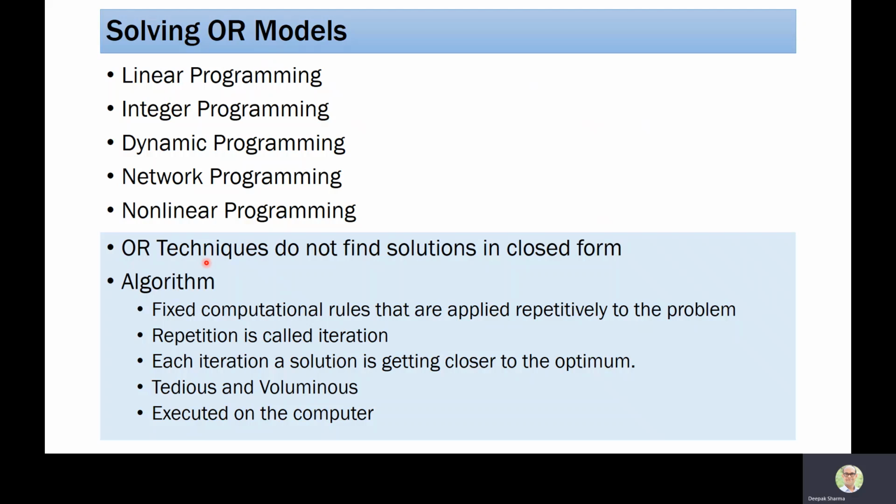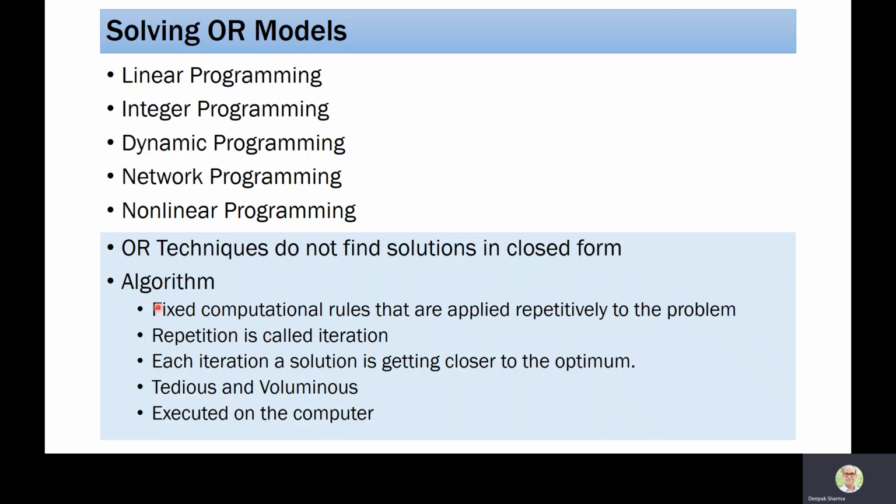Now, suppose we have the problem of the wire converted into a rectangular shape; that solution we can find in closed form. Closed form means I can differentiate and find the optimum solution. But these OR techniques do not find the solution in closed form. They find the solution using an algorithm. An algorithm includes fixed computational rules that are applied repetitively to the problem. This repetition is called iteration. We can expect that in every iteration, when these computational rules are applied, the solution gets closer to the optimum solution, and finally we should get the optimum solution for the given problem.